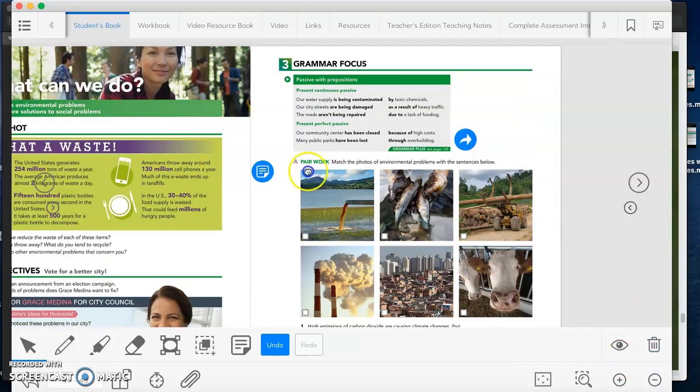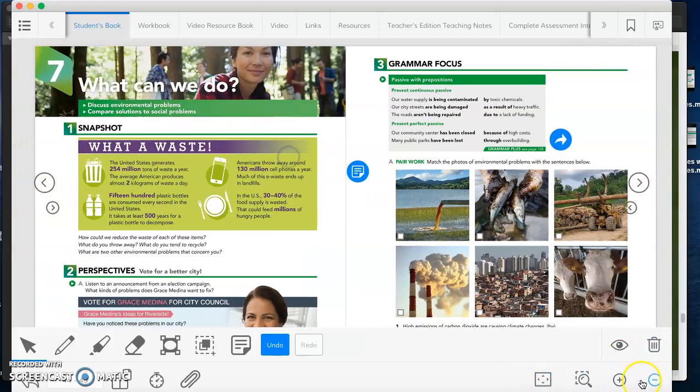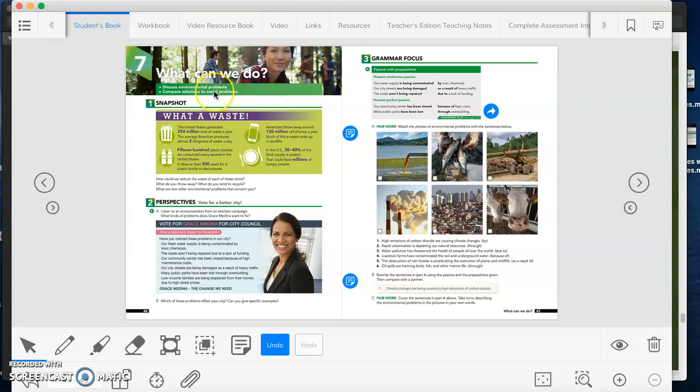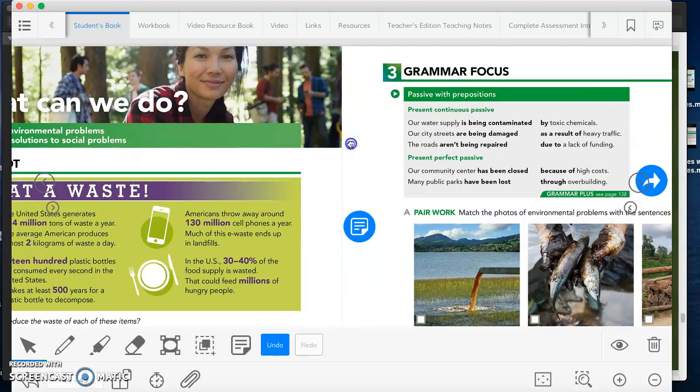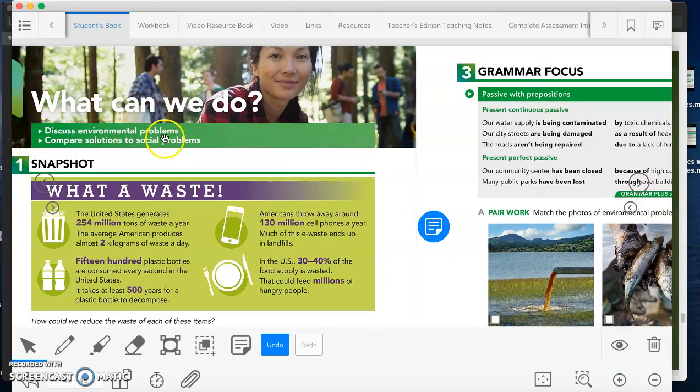Okay, so today we are going to be working with Unit 7. In Unit 7, as you might have seen, this is called What Can We Do? And basically in here we are discussing environmental problems and we are going to learn how to compare solutions to social problems. So this is the first part. This is what we are going to be working with today, the first part of the unit.